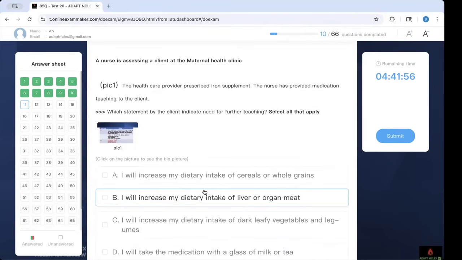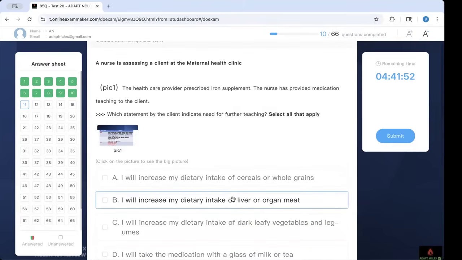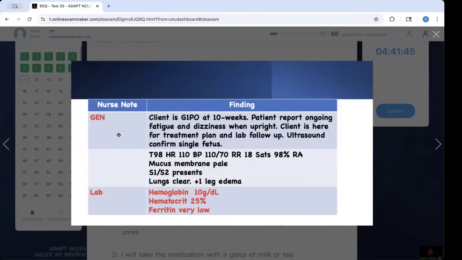And this is assessing a client at the maternal health clinic. The healthcare provider prescribed an iron supplement. The nurse has provided medication teaching to the client. Which statement by the client indicates the need for further teaching? This is what we have.